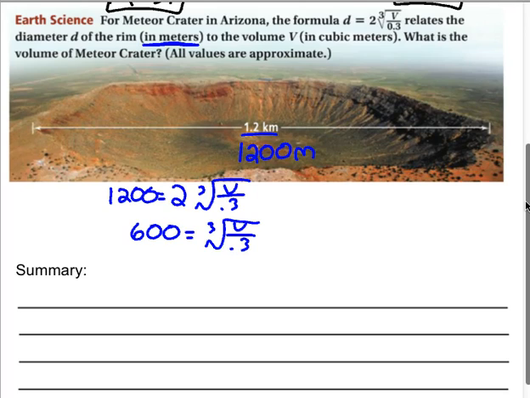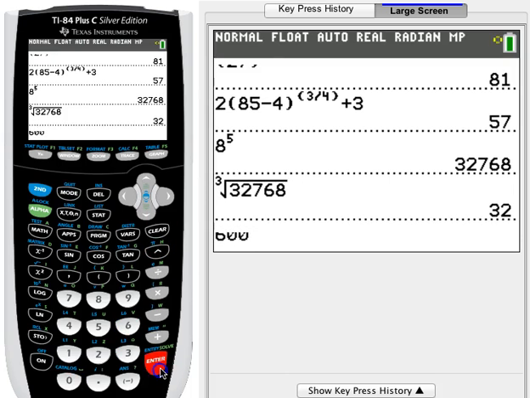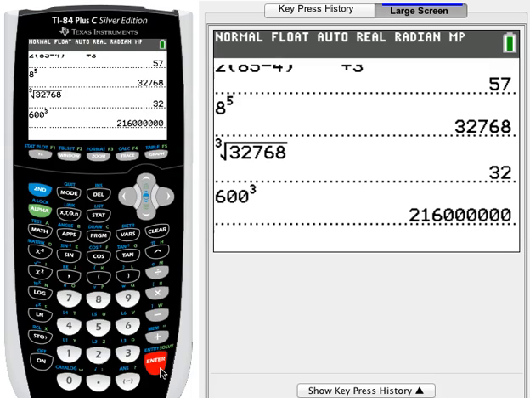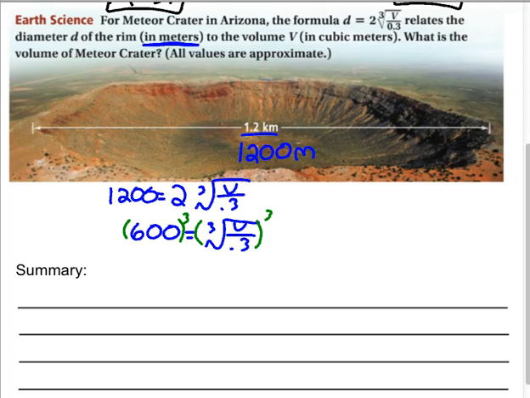And now to undo the root, I'm going to have to cube both sides. So 600 cubed, 600 cubed is that huge number, all right? So let's see, 216,000. So 216,000 equals V over 0.3.